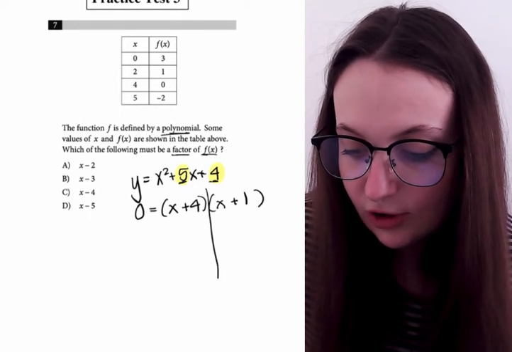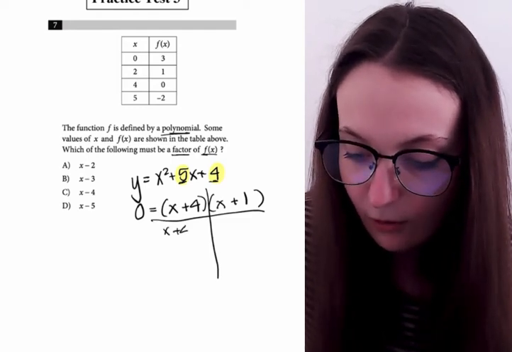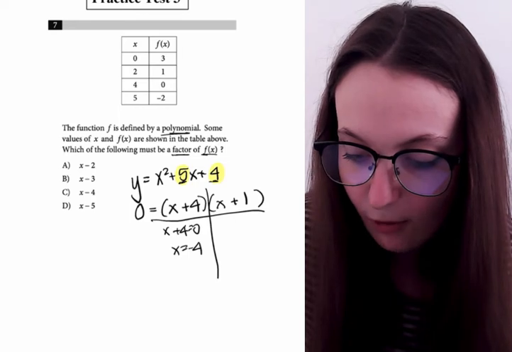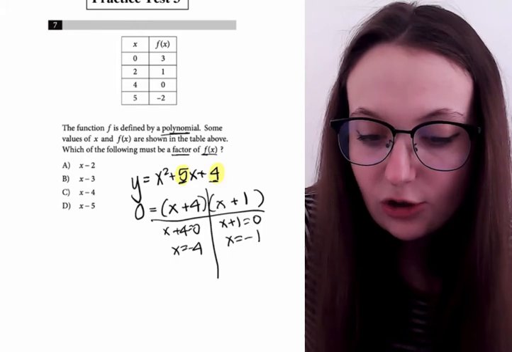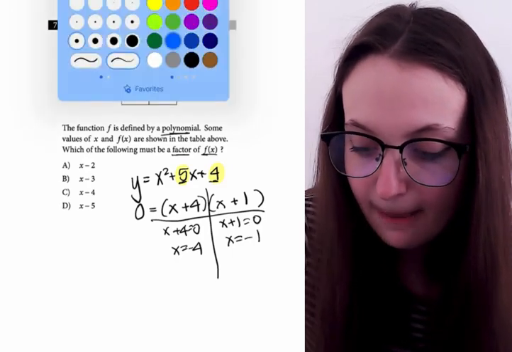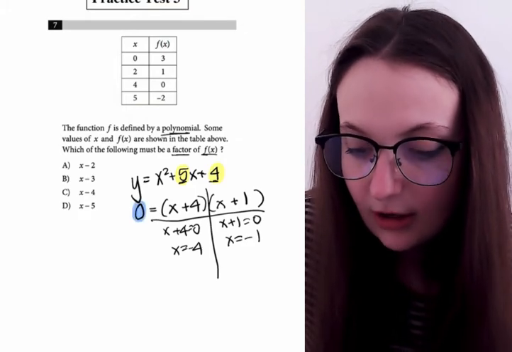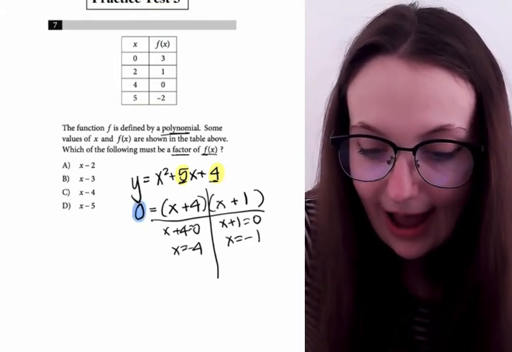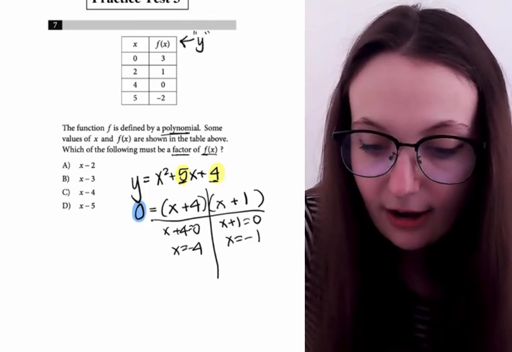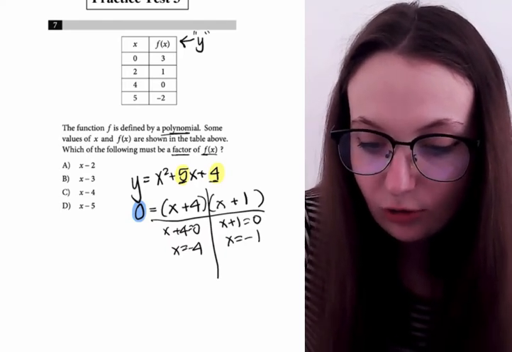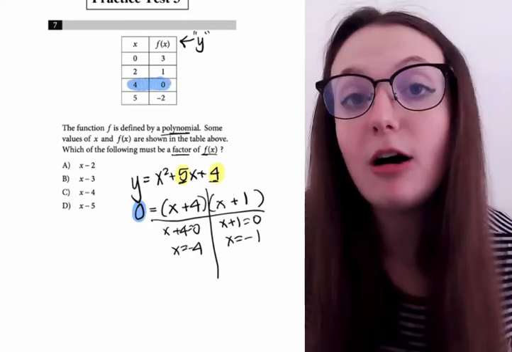And then what you do is you set each of these individual factors equal to 0. So x plus 4 equals 0. That gives us x equals negative 4. And x plus 1 equals 0. So that gives us x equals negative 1. The first thing you want to notice is that we're able to get the roots when y is equal to 0. f of x is just function notation, a fancy way of saying y. So when we're looking for the factors and the solutions, y or f of x needs to be equal to 0, which means we're looking at this column right here.